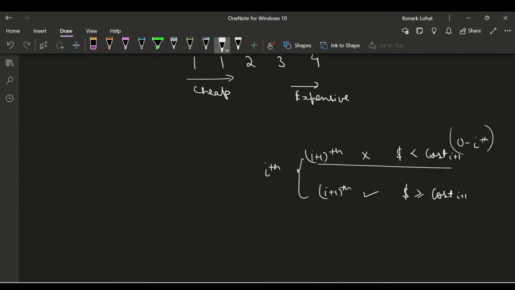But if the i plus 1th element can be bought, then you buy it and make the choice for the next element, that is i plus 2, whether it can be bought or not, with the same condition: if the coins that you have are less than the cost of the i plus 2th ice cream, then you cannot buy it, and the items that you have bought are the maximum number of items that you can buy from the given coins.